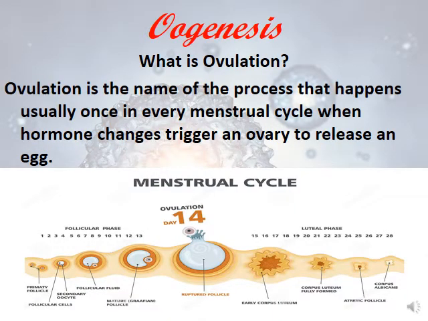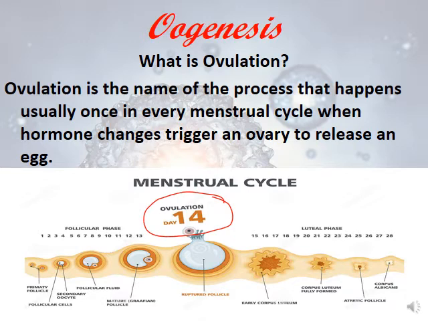And here in this slide, we're going to talk about ovulation. Ovulation occurs at day 14 of the female menstrual cycle. Ovulation is the name of the process that occurs once every menstrual cycle, at day 14. Hormone changes can trigger an ovary to release an egg when the follicle ruptures.